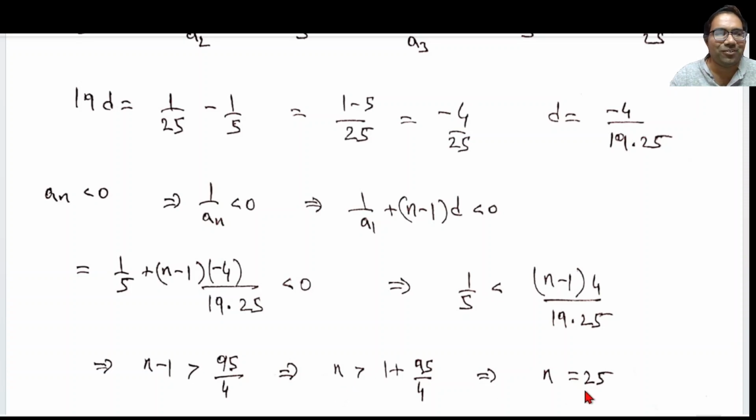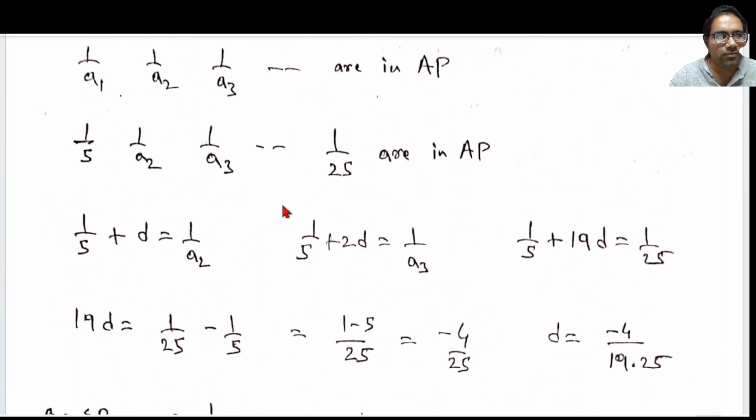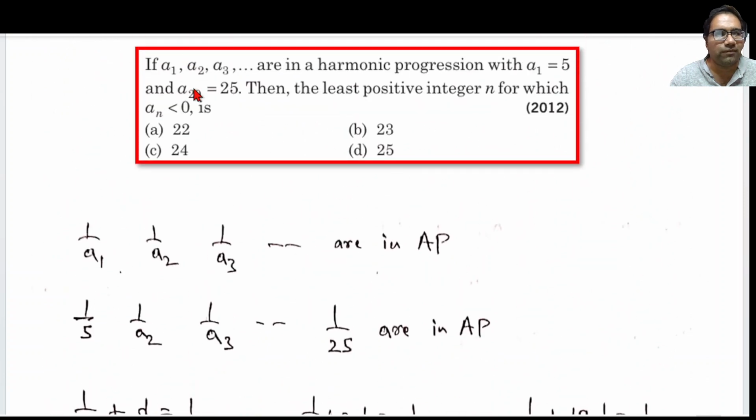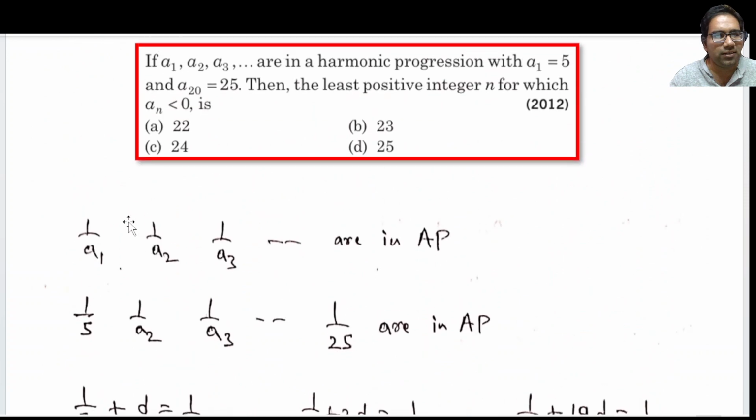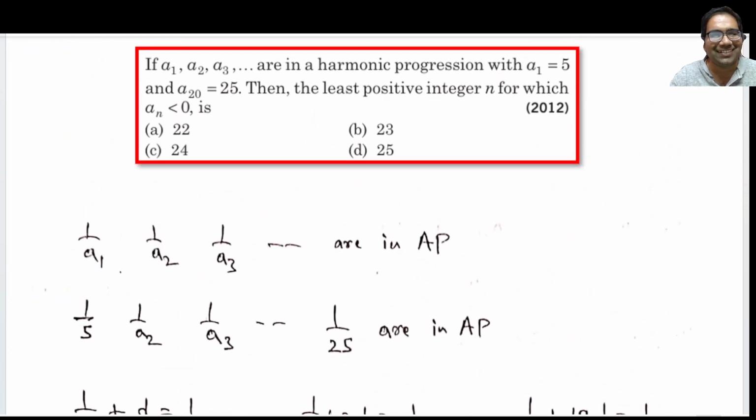100 by 4 would be 25, and 99 by 4 is not an integer. We want n to be an integer, so n equals 25, because n greater than 99 by 4 should be equal to 25. If you go 5 more terms, this sequence will become negative, and that is what we are looking for. When we do that, automatically 1 by A25 will become less than 0. That means A25 will also be less than 0. So the answer is 25. Simple problem. Hope you like this.